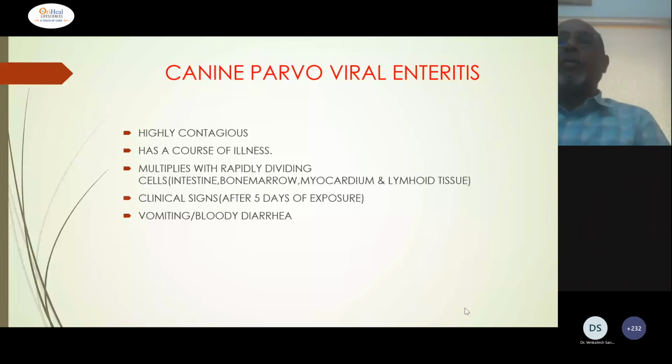Usually it multiplies in rapidly dividing cells, like intestinal crypts, bone marrow, so you have bone marrow suppression, myocardium, so you have sudden deaths, and lymphoid tissues. All these cells are rapidly dividing, and therefore this virus gets attached to them and rapidly divides along with them. The clinical signs appear after 5 days of exposure, and the animal is presented with severe vomiting and bloody diarrhea.